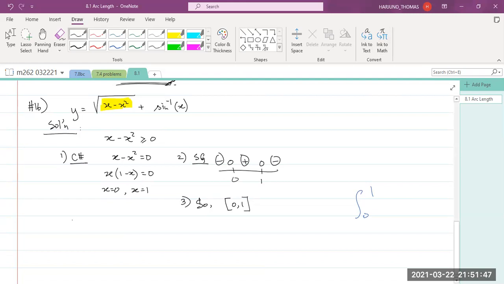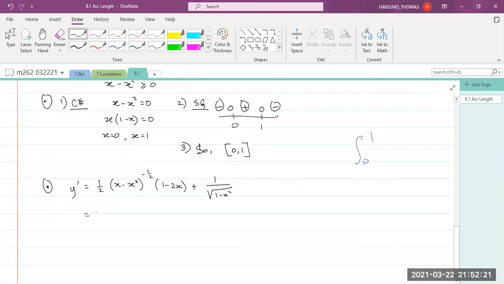Now, that's how we get the domain of integration. How about the integrand? y prime equals 1/2 times x minus x squared to the power of negative 1/2 times 1 minus 2x, plus the derivative of sine inverse x, which is 1 over square root of 1 minus x squared. This is 1/2 times 1 minus 2x, at the bottom square root of x minus x squared, and then plus 1 over square root of 1 minus x squared.